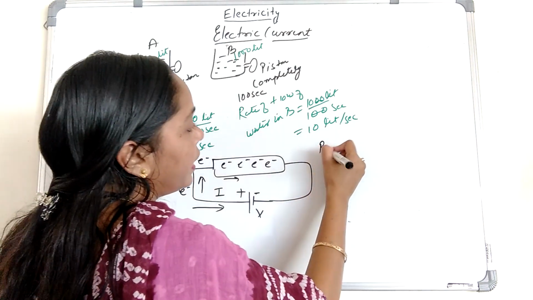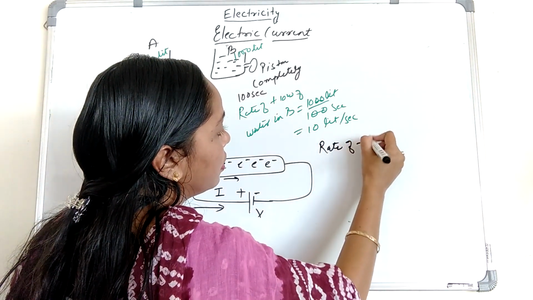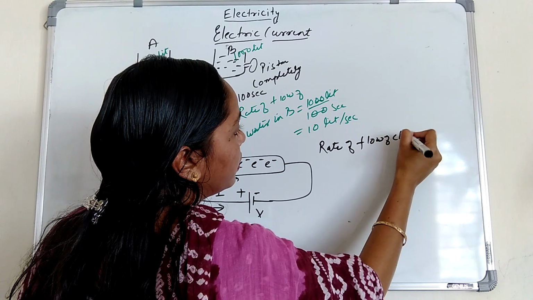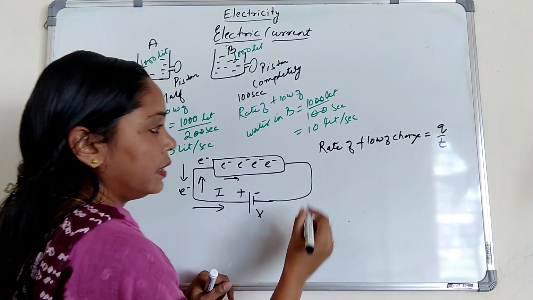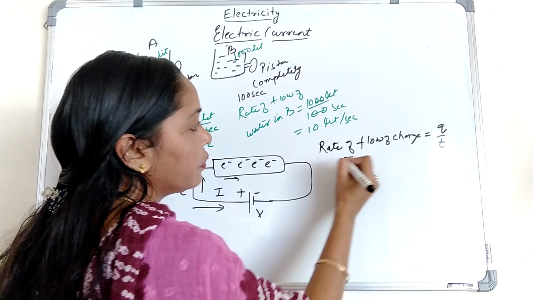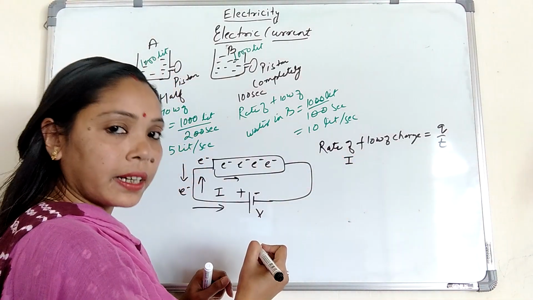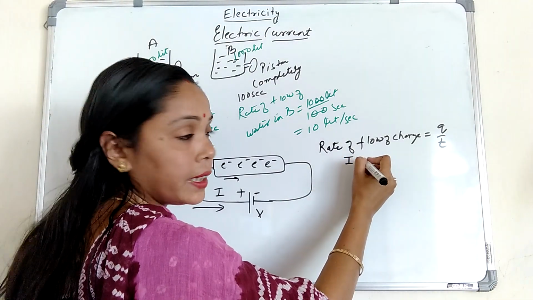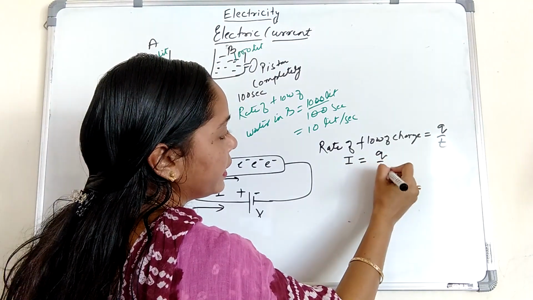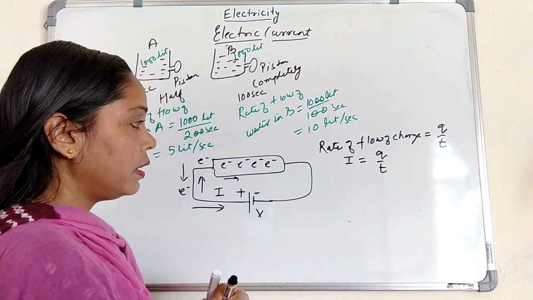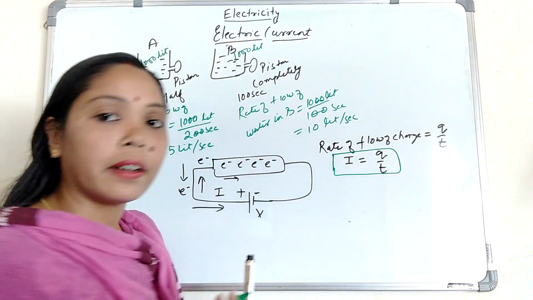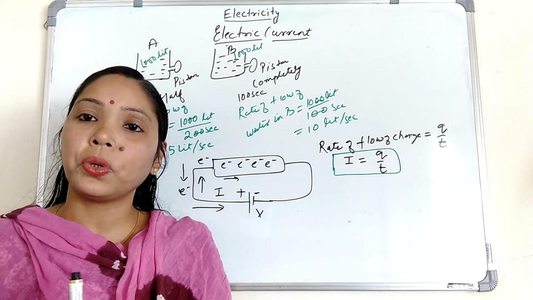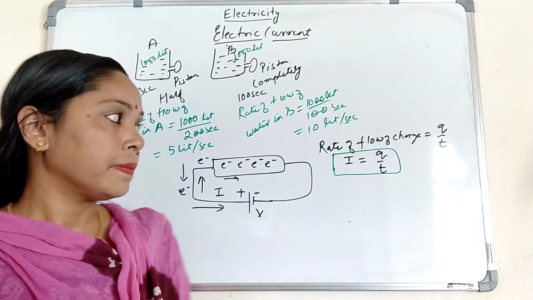So the rate of flow of charge is equal to Q by T. The rate of flow of charge is nothing but the current I. I is equal to Q by T. So this is the mathematical expression for your electric current. I is equal to Q by T.